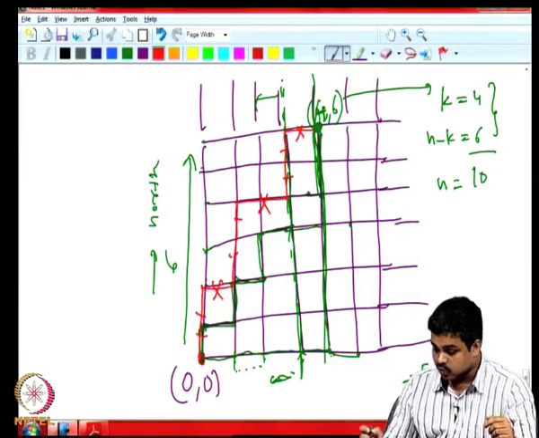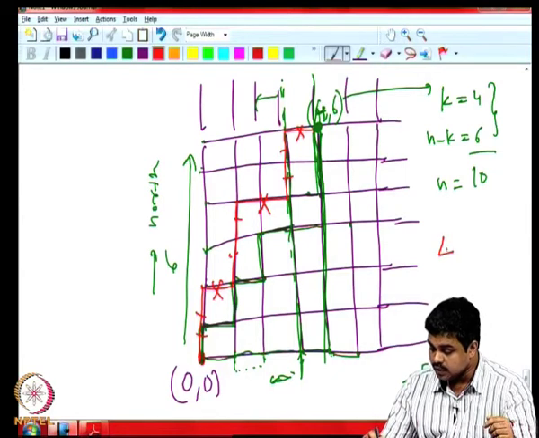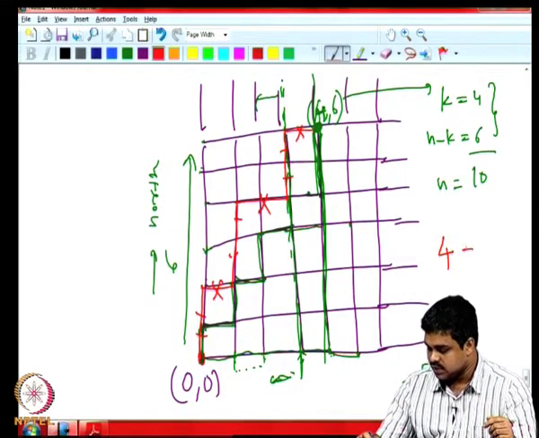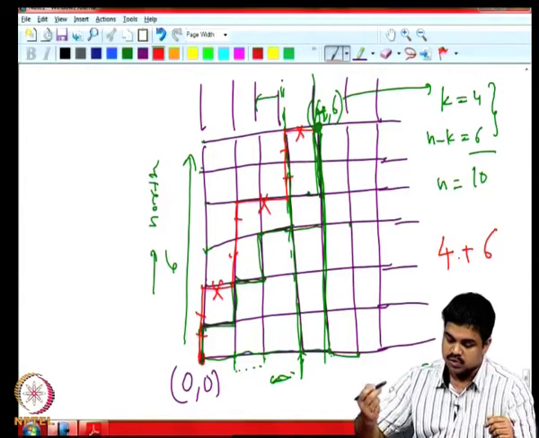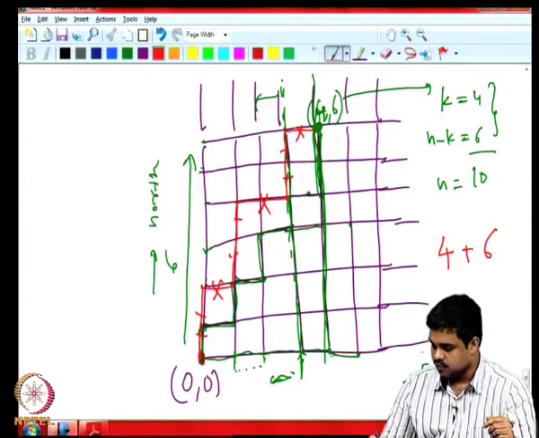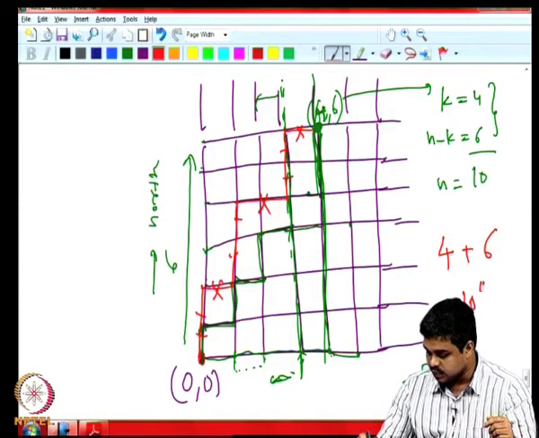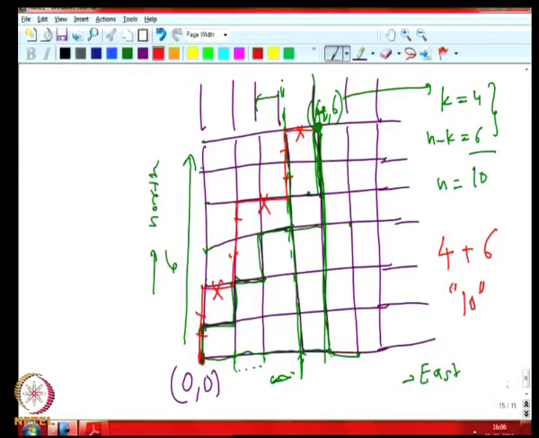So, the question is, in total how many units should I take? I should take 4 eastward units and then 6 northward units. So, in total 10 units I should move. And out of the 10, 4 are east. Now, how do I design my paths?